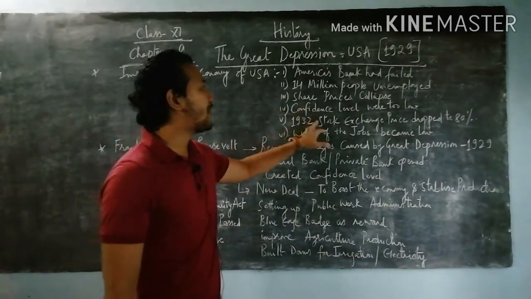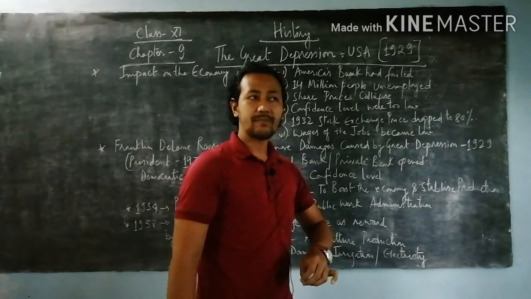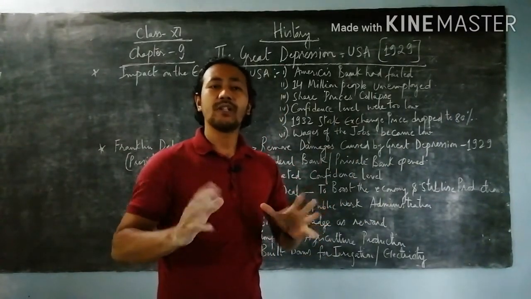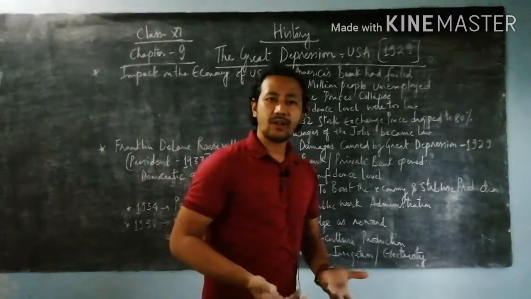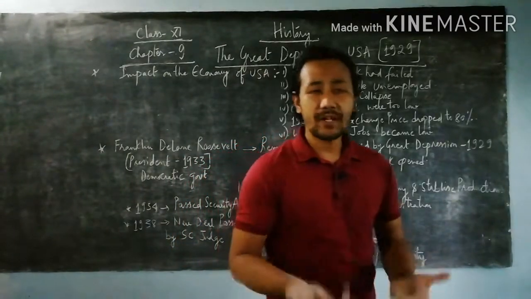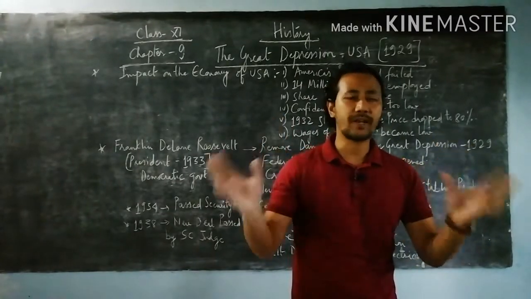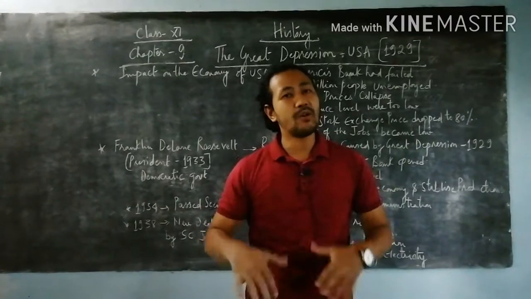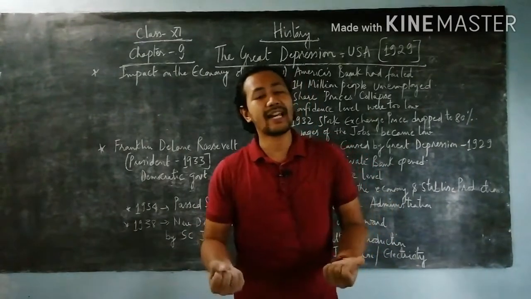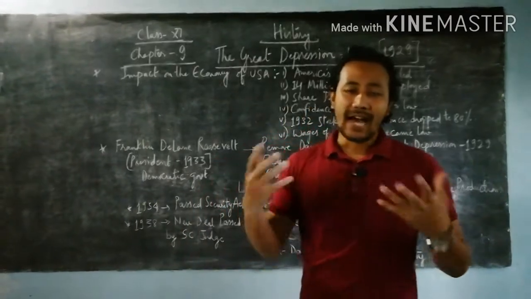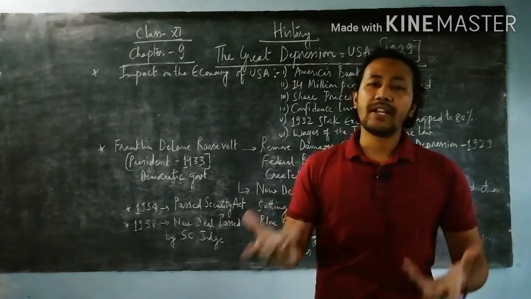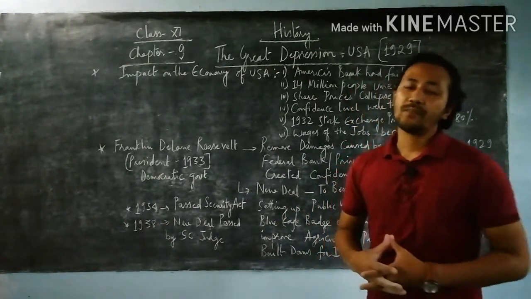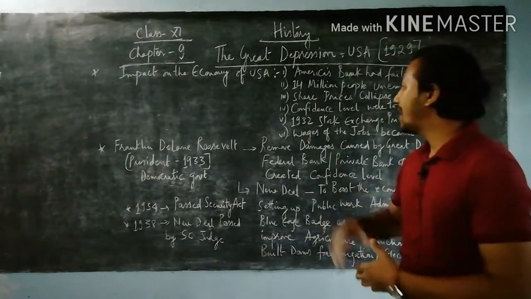Fourth point, confidence levels were too low. That means after this Great Depression of 1929, whenever people put any investment of their money into any business or purchasing a piece of land, their confidence levels went very down. They were not able to get the confidence to buy land or put their money in the stock market or share market, and that became a very weak problem for America.